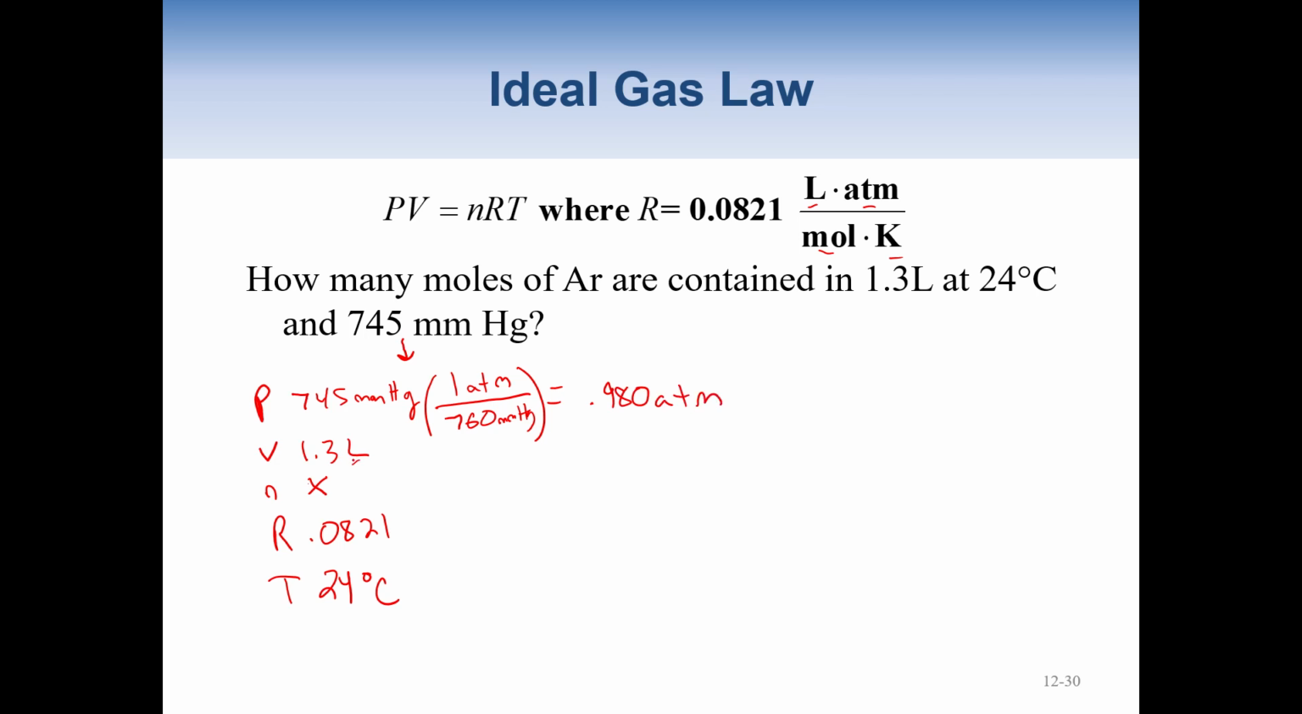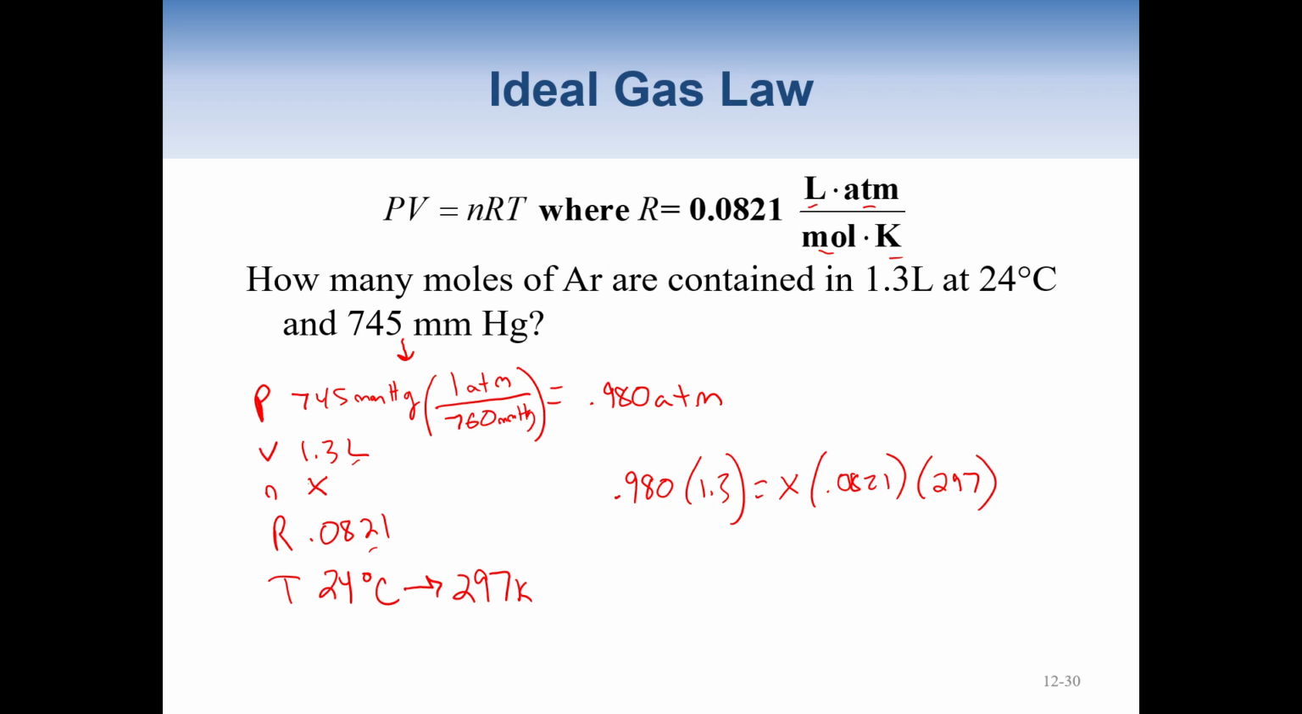Liters is an okay unit, so we'll leave liters. This is our constant, we don't touch. But this one we have to convert to Kelvin. And we do that by adding 273. So 24 plus 273 is equal to 297 Kelvin. Now we can put it into our equation. Pressure, 0.980, volume, 1.3, equals X, we don't know, times the constant, 0.0821, times the 297 Kelvin.